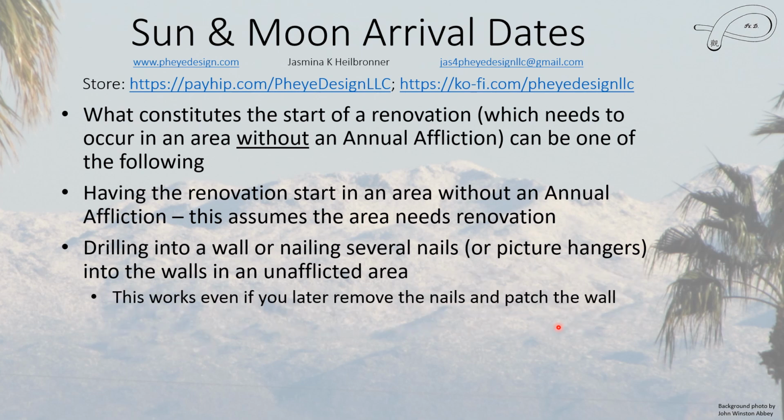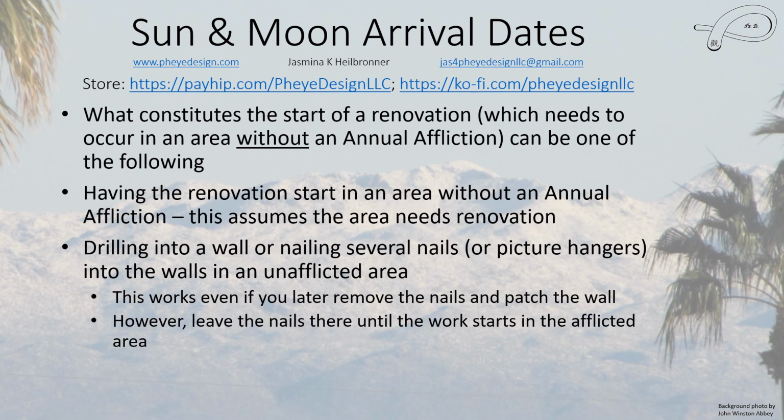Now, later, after the work has started in the other location, you can remove these nails, patch the wall, paint. Nobody has to know what ever happened. So that is doable. But you want to leave the nails there until the work starts in the afflicted areas, because those nails act as the start of the renovation.